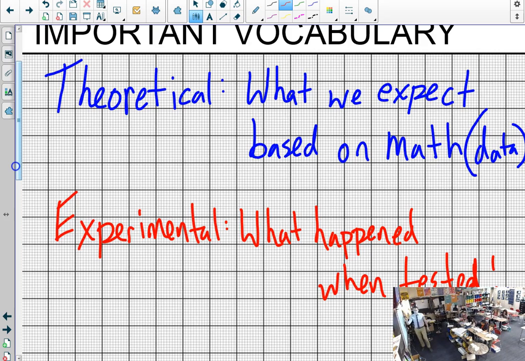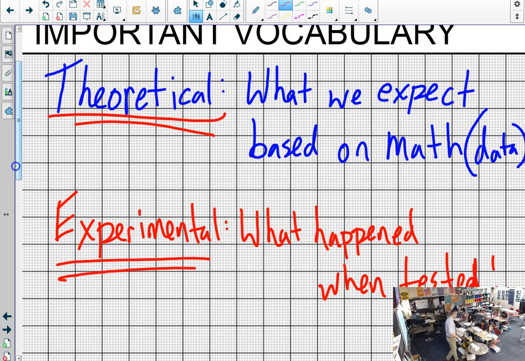So in your notes, underline these, put these in a box, highlight the main word. By the way, again, a reminder, these are for you, not to keep, but to use. So if you have highlighters, there's tons of them all over the place. So theoretical is what we think will happen. Experimental is what we got when we did it.